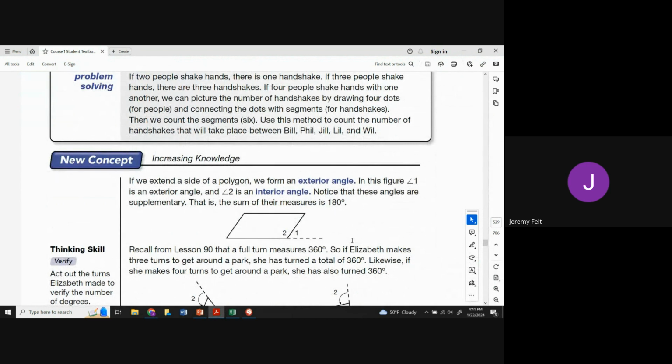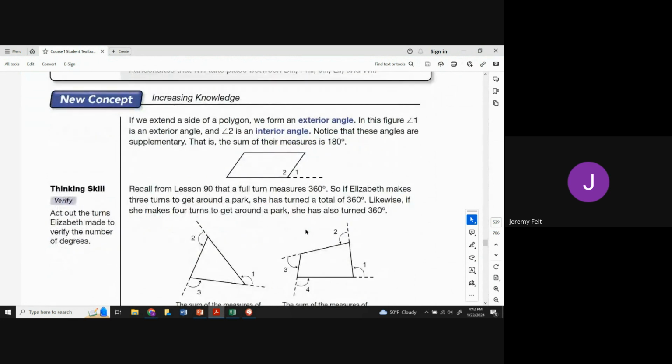So if we have an exterior angle and an interior angle, okay, those add up to 180 degrees. So I'm looking at this. Angle 2 is inside the parallelogram, so that's an interior angle. If it forms a straight line out here, well then the exterior angle, which is formed right here, angle 1, those have to add up to 180 degrees. Again, a straight line is 180 degrees, so we can use that to find our exterior angles.